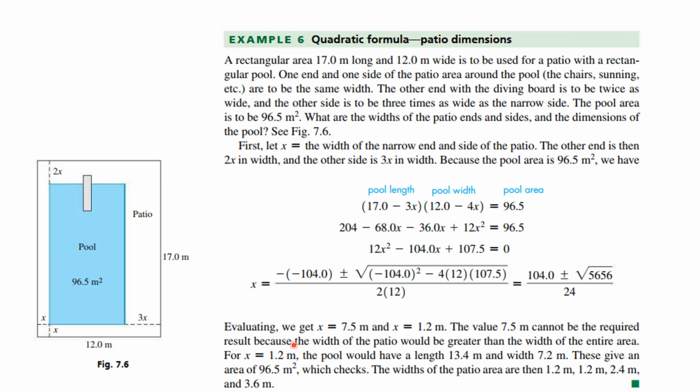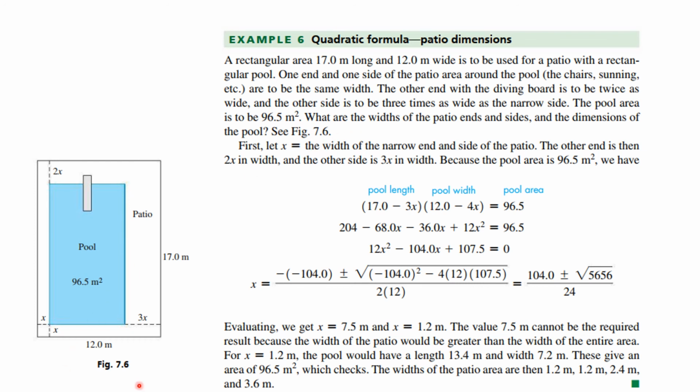We also can use this to solve word problems. Here you have an area that is 17 meters long and 12 wide, and we're using it for a patio with a rectangular pool. One end and one side of the patio around the pool are to be the same width. The other end with the diving board is to be twice the width, and the other side is to be 3 times the width of the narrow side. The total pool area is to be this. What are the widths of the patio ends and sides and the dimensions of the pool?